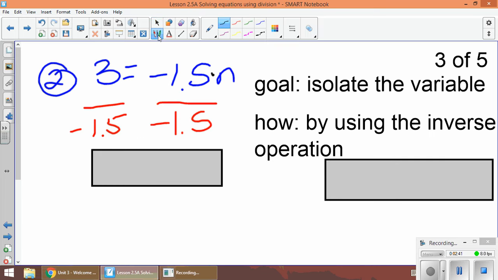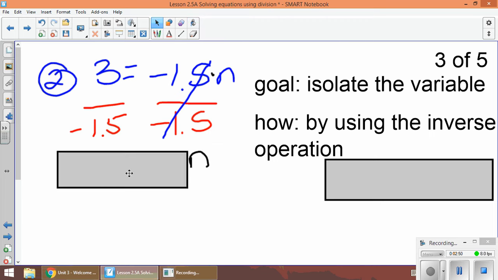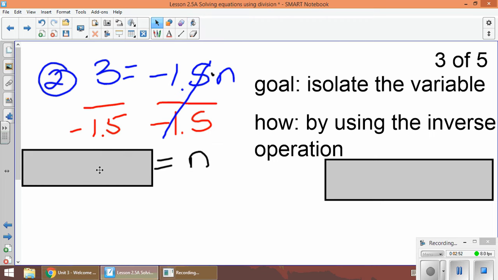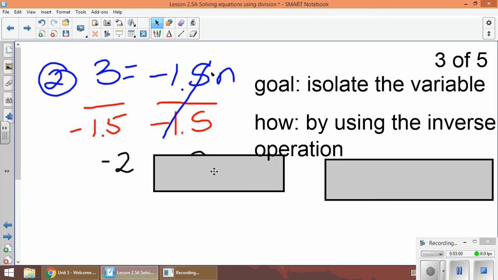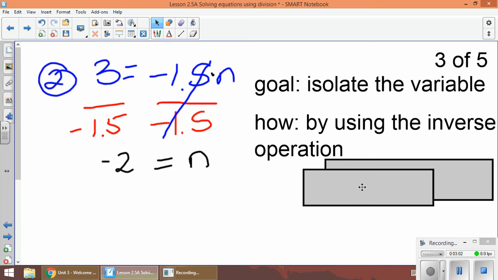So if we take a look at the right side, negative 1.5 divided by negative 1.5 cancel, leaving me with just n equals, and on the left side, you're going to use your calculator and do 3 divided by negative 1.5, and you should get an answer of negative 2.